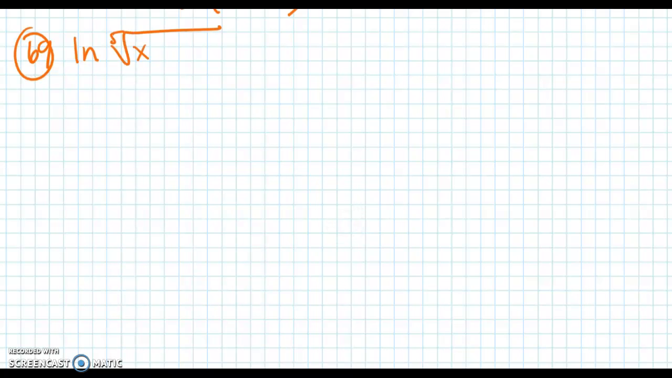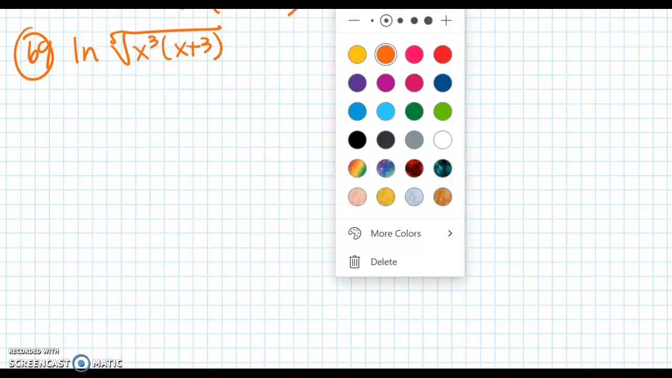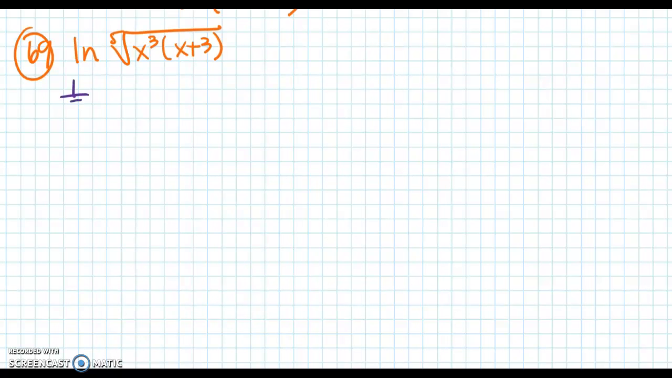Now we move on to number 69, which says we expand, and so we have another expanding problem. This time we have a 5th root of x to the 3rd times x plus 3. So first, remember the 5th root can be written as a power. So I'm going to bring the 5th root out. 1/5 times the ln of x to the 3rd times x plus 3.